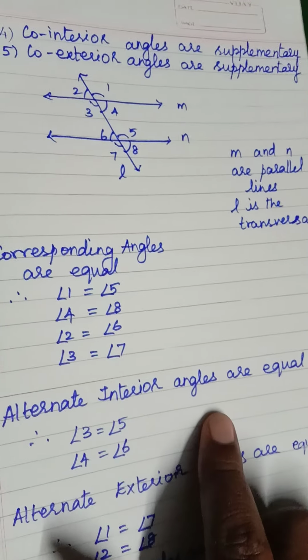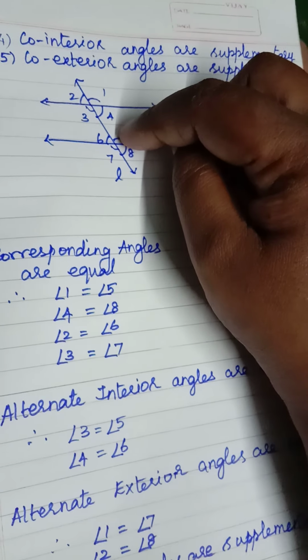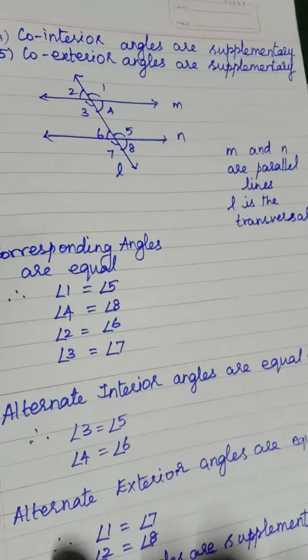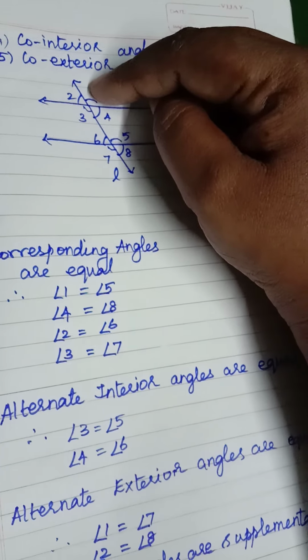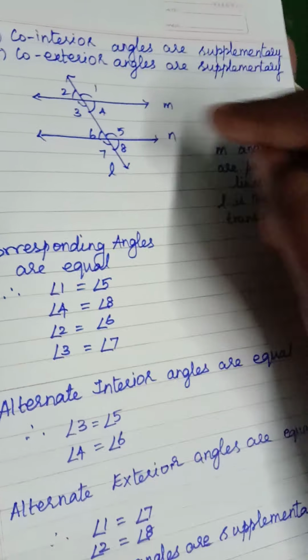Next, alternate interior angles will be equal. What are the alternate interior angles? Angle 3 will be equal to angle 5, angle 4 will be equal to angle 6. Next, alternate exterior angles are equal. What are the exterior angles? Above the line. Angle 1 and angle 7 will be equal. Angle 2 will be equal to angle 8.